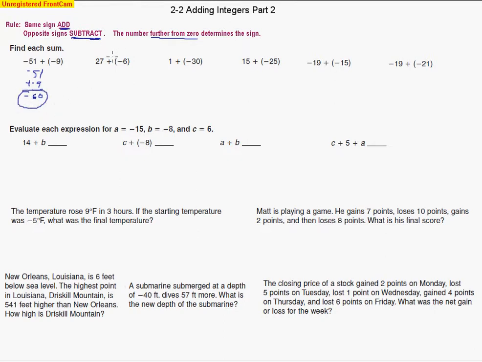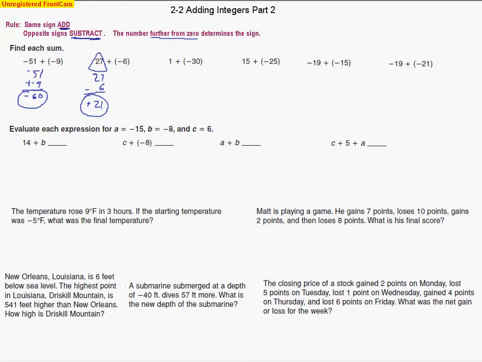Again, here we have opposite signs. So notice opposite signs here, positive 27, negative 6, means you subtract those two numbers. So when I subtract those two numbers, I end up at 21. Now, is it positive or negative? Well, it's positive 21 because I have more positives than I have negatives.